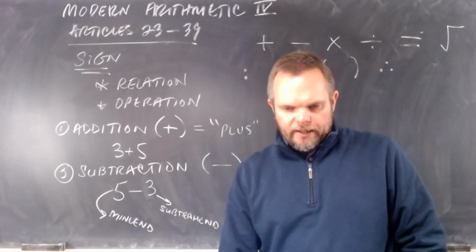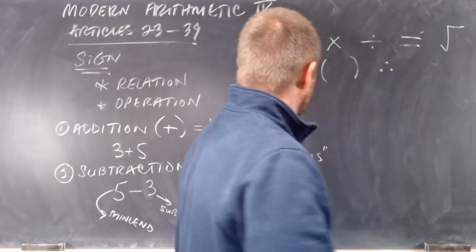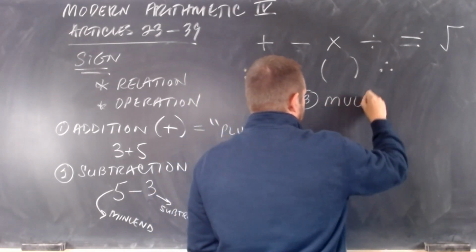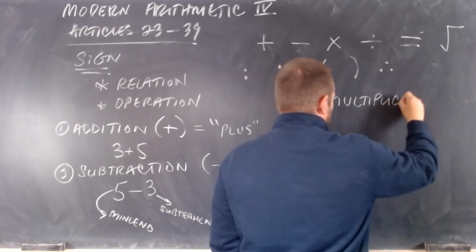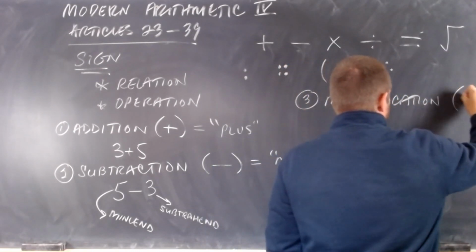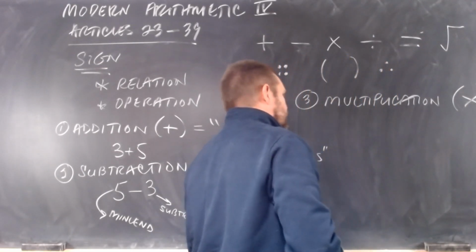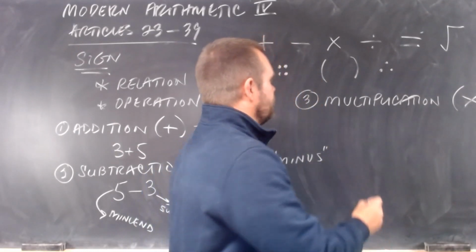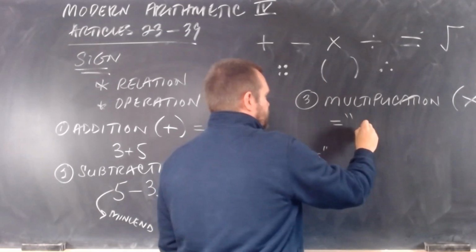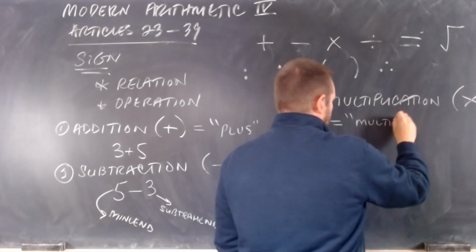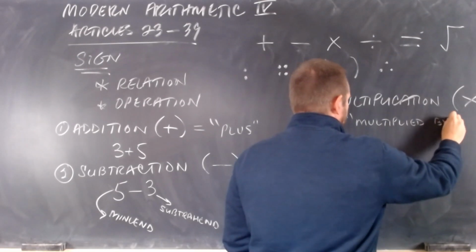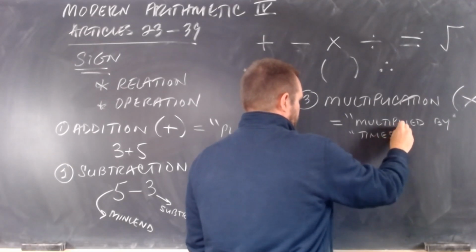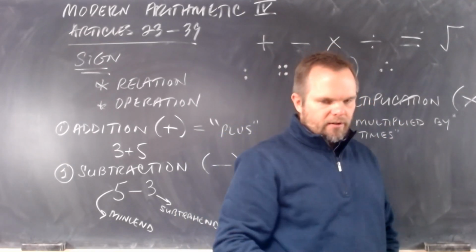Article 27, the sign of multiplication. The third sign we learn is the sign of multiplication, which is a diagonal cross. It's read multiplied by. That symbol represents the expression multiplied by, or times. Multiplied by is the better expression though.